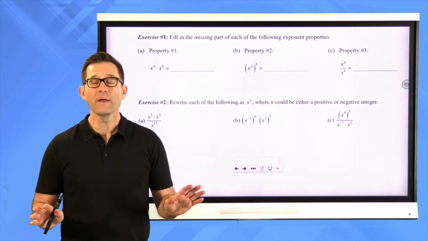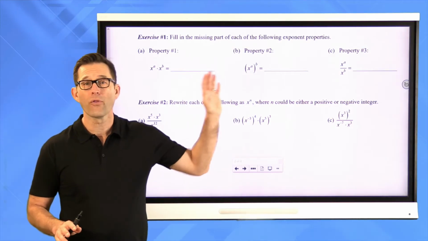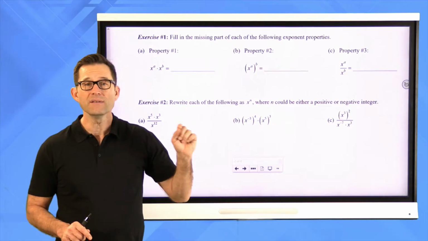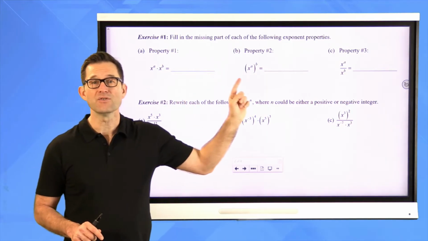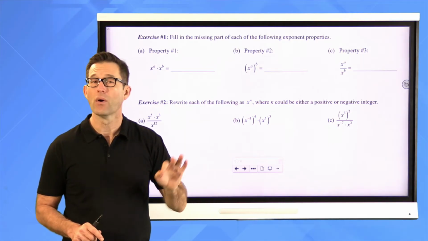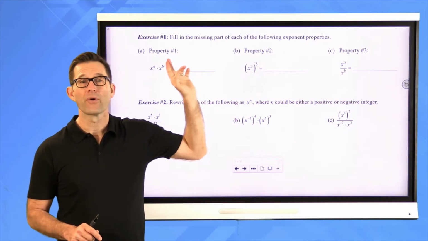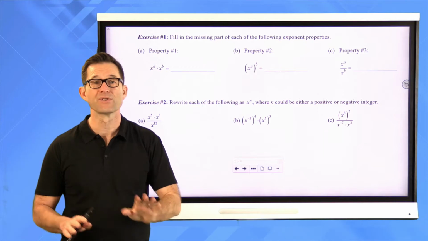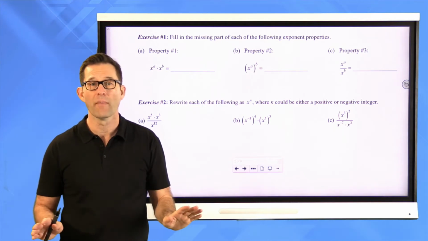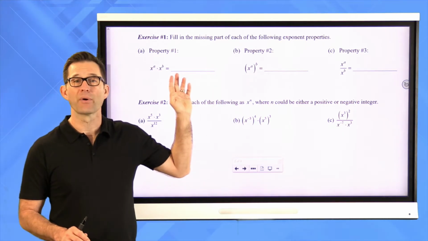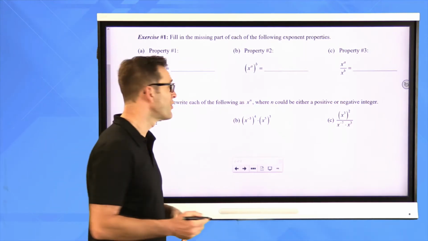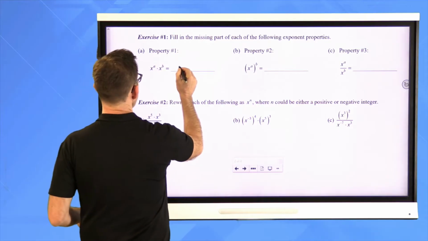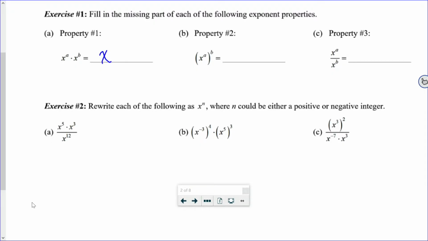All right, now one thing I do want to emphasize throughout all 3 of these is that these exponent properties are true whether the base of each exponential expression is a variable or a number, and whether or not the exponents are variables or numbers. They hold no matter what. So our first exponent property says if we multiply 2 things together that have the same base, we add their exponents. So x to the a times x to the b is x to the a plus b.